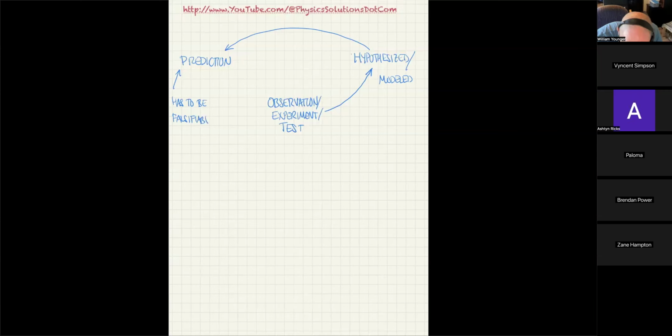It doesn't have to be able to be proved true. It has to be able to be proven false. So that's why I said it's falsifiable. If you make predictions that aren't falsifiable, you're doing pseudoscience. You're not doing anything that's really science at that point. So it's important that you understand that.